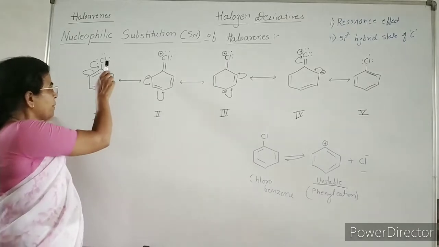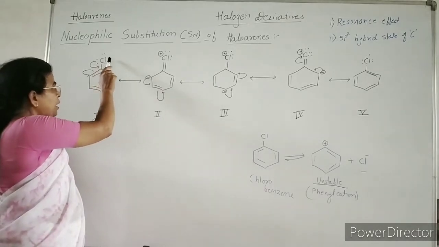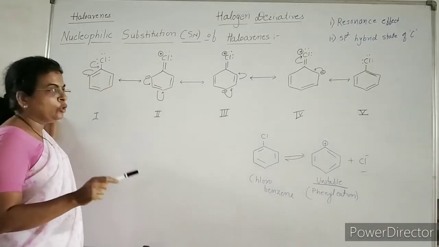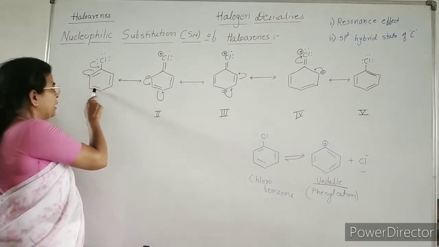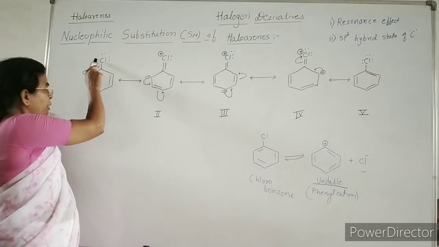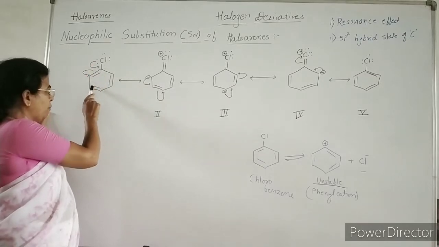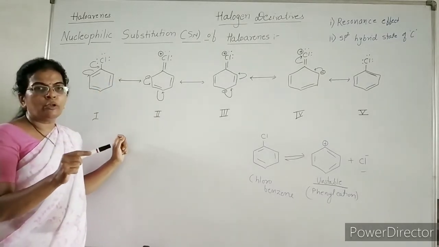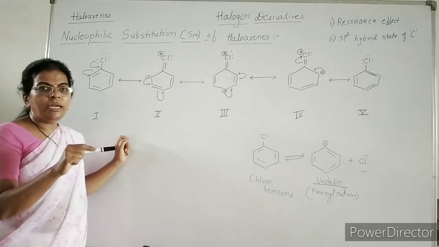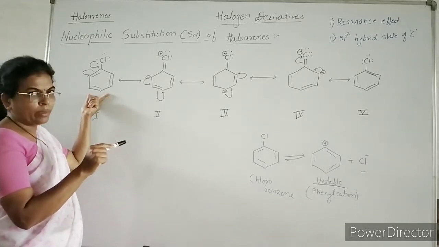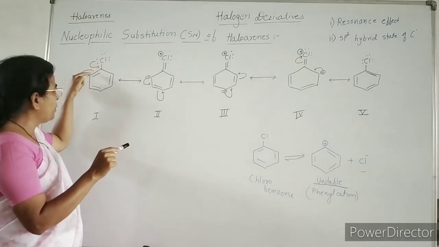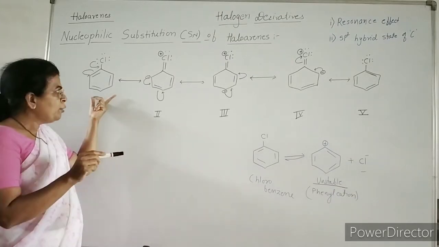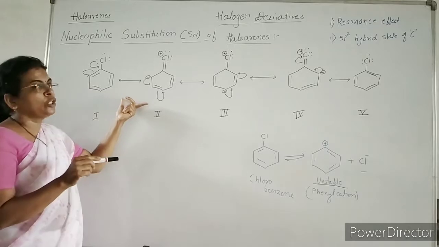In haloarenes, the halogen atom possesses 3 lone pairs of electrons, of which 1 lone pair is conjugated with the aromatic ring. That is, there is a lone pair of electrons, single bond, double bond, single bond, double bond, single bond, double bond, and single bond. That is, this lone pair of electrons of chlorine is alternate with the aromatic ring. This is conjugation, and due to this conjugation, the haloarene shows the resonance effect.